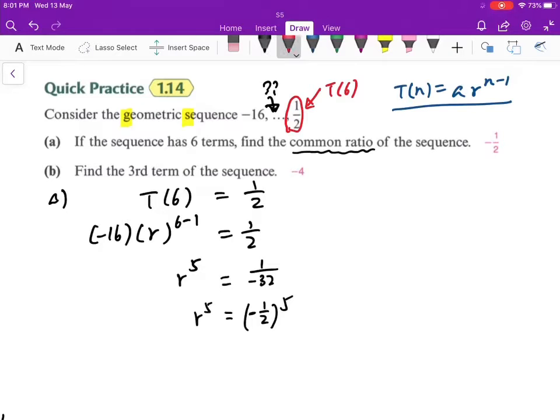So now cancel the same power, okay? So we will know that the common ratio is -1/2. That's it, okay? So see, not difficult, right? So now we go to the B part.